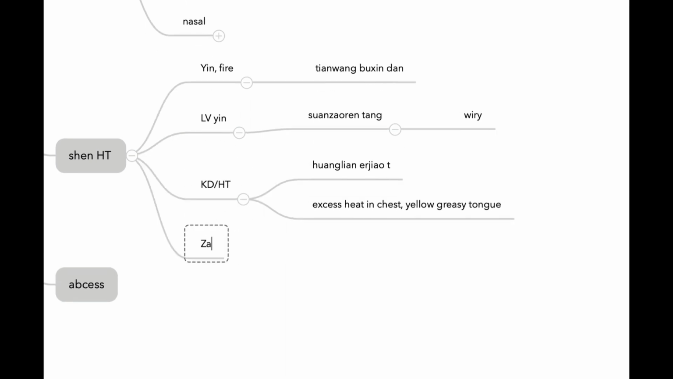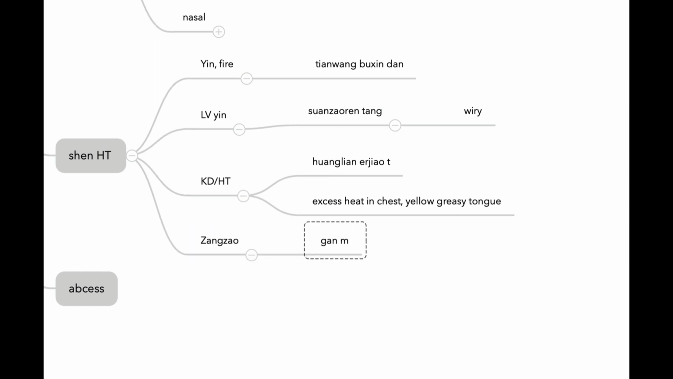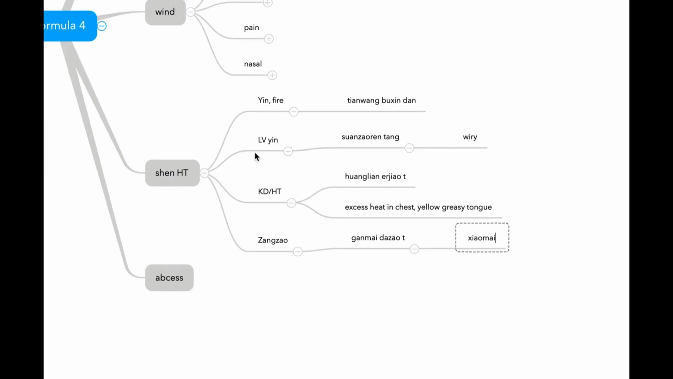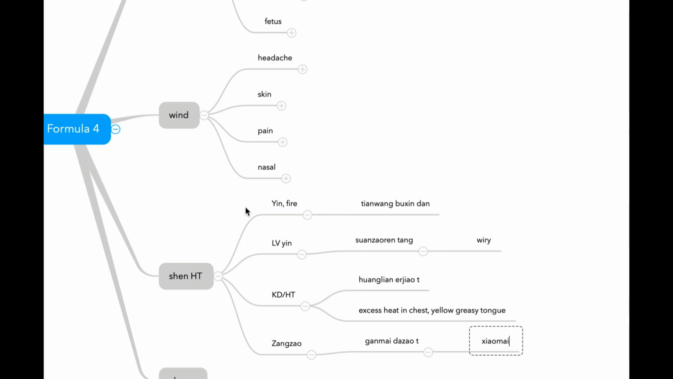And one more thing to remember is zangzao. Zangzao. We discussed a lot. Ganmai Dazao Tang. So Fuxiaomai or Xiaomai. For the examination, never answer with Fuxiaomai, Xiaomai. So these are the formulas for calming shen. For liver, Suanzaoren Tang, and kidney, Huanglian Ejiao Tang, and heart yin deficiency and fire, Tianwang Buxin Dan, and zangzao, Xiaomai, zangzao syndrome, Ganmai Dazao Tang. So calming shen.